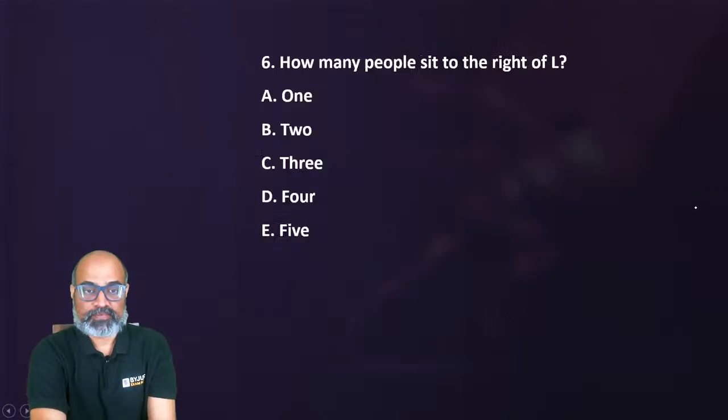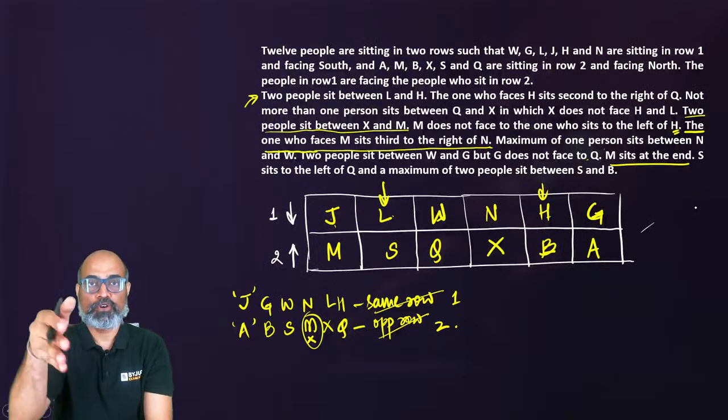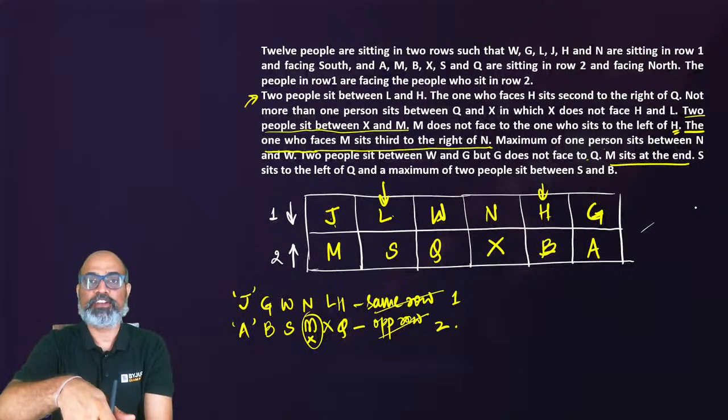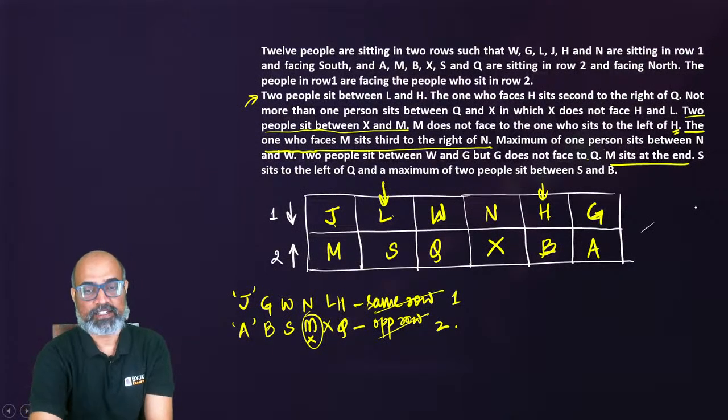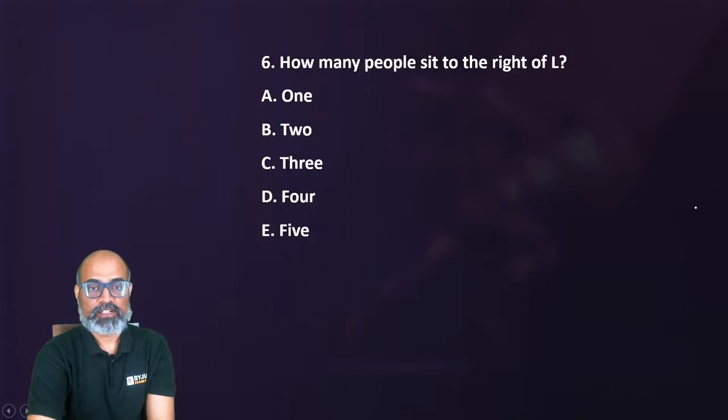Let's try. How many people sit to the left, sorry, to the right of L? If you go yourself to the position of L and see how many people sit to the right of L, you will find only J sitting to the right of L. So there is only one person.